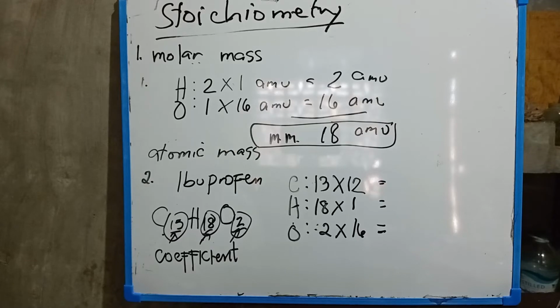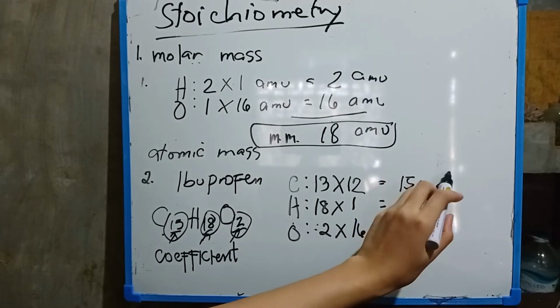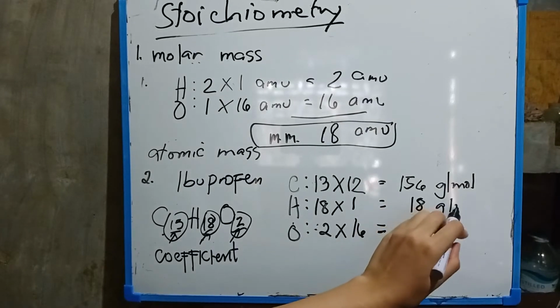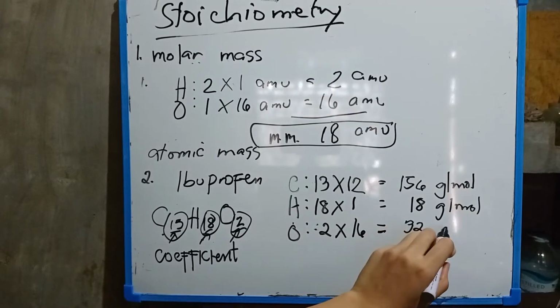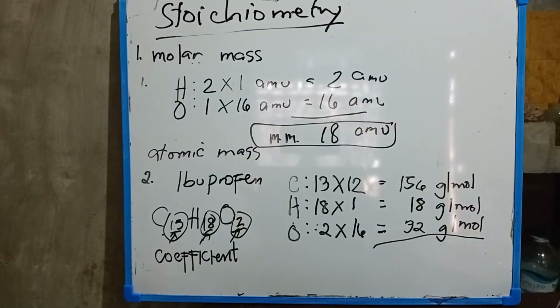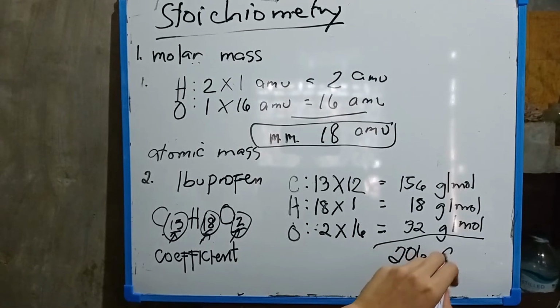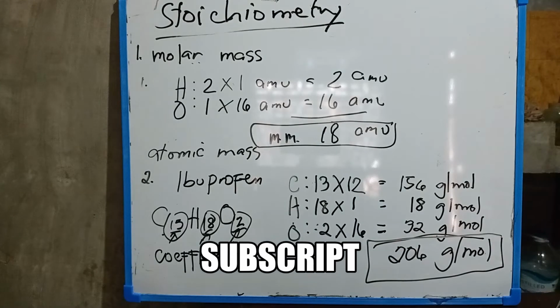So, 13 times 12, we have 156 grams per mole. And 18 times 1, we have 18 grams per mole. And 2 times 16, we have 32 grams per mole. So we're going to add the 3 atomic masses of each element. 156 plus 18 plus 32 is equivalent to 206 grams per mole. So that is the molar mass of ibuprofen.